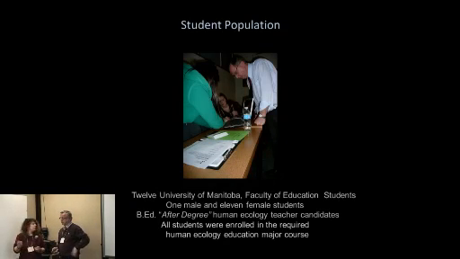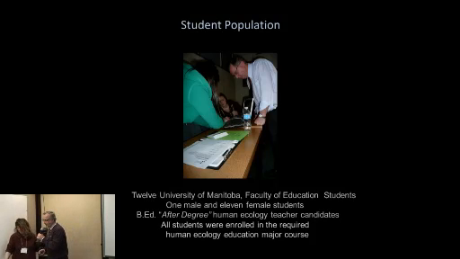The student population that we had was 1 male and 11 female students. These are all after-degree students. These people already have a bachelor's degree either in art or in science, and they come to the Faculty of Education for an additional 2 years to become teachers. And so we focused only on the undergraduate individuals that are specializing in home economics education.